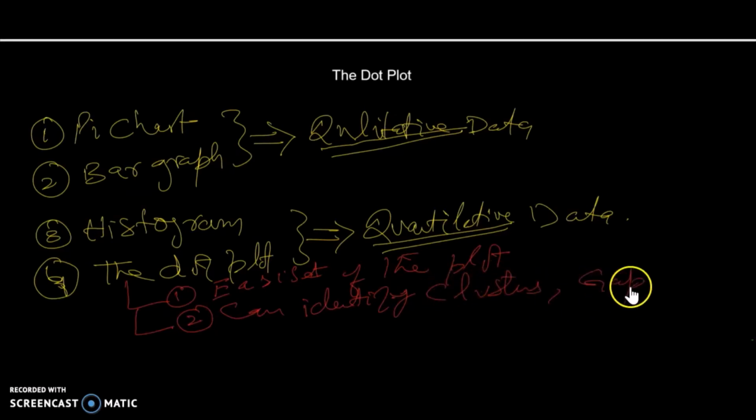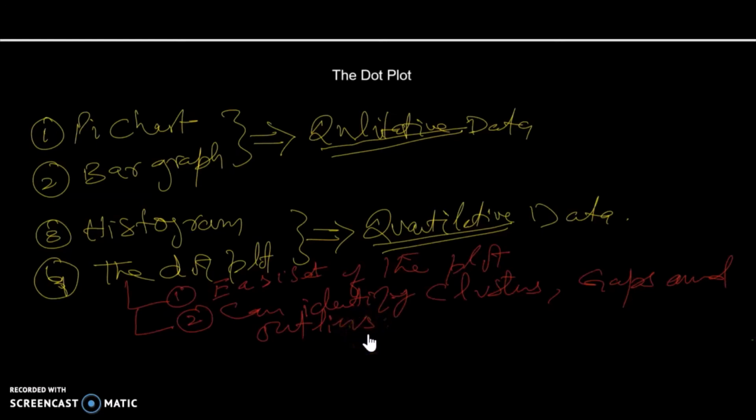gaps, and outliers. When I tell you what a dot plot is and take an actual example, you will really understand what I mean by clusters, gaps, and outliers, right? By the way, this is the easiest of the plots to make, and when I show you an example in a minute, you will find that it is the easiest one.